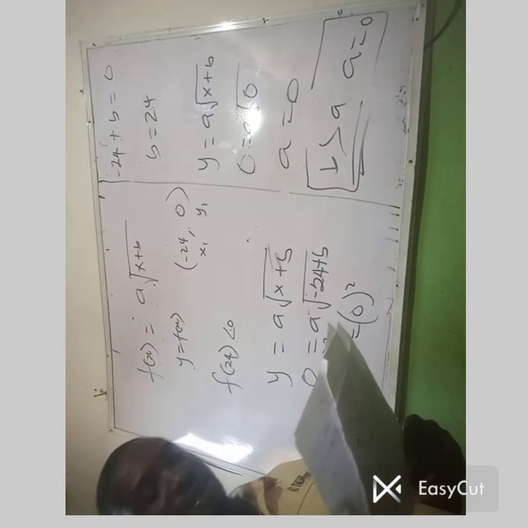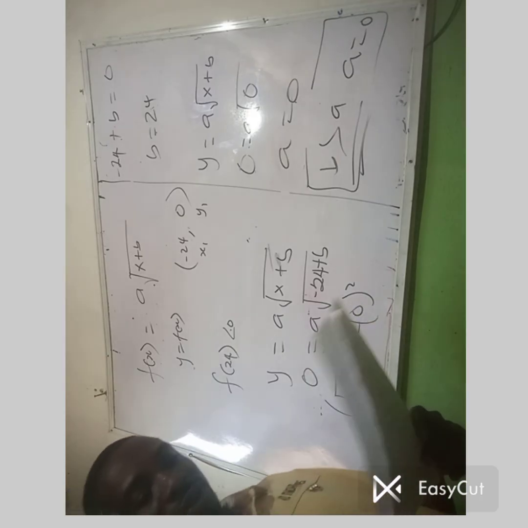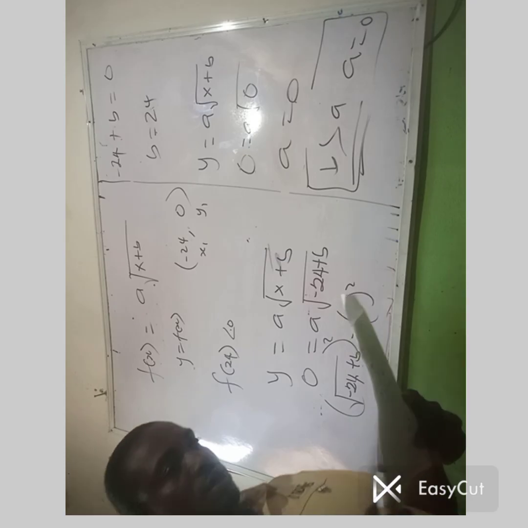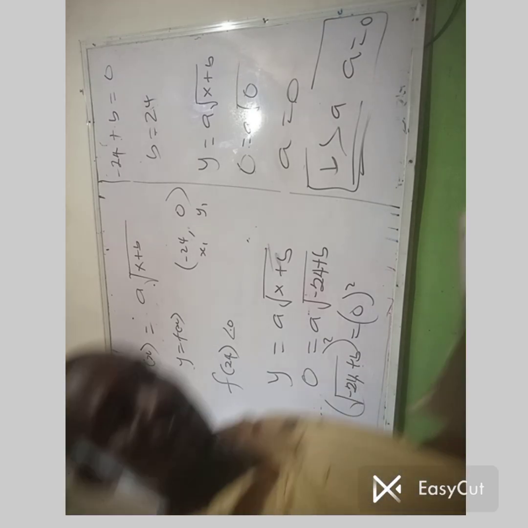Option B, very, very correct. So let's quickly go. B is greater than A and A is equal to 0. So option B is correct for that one. You get that?